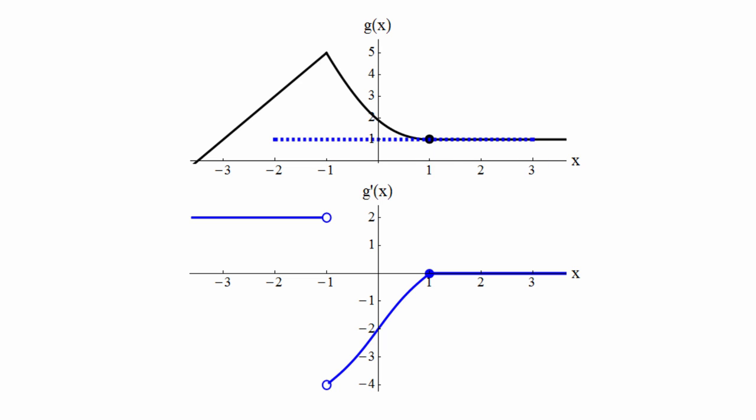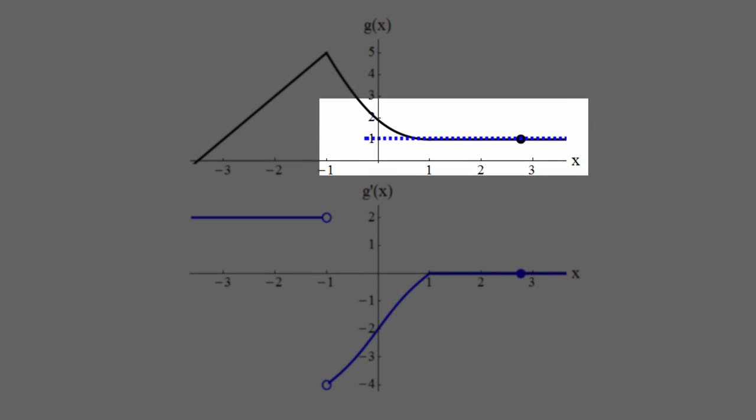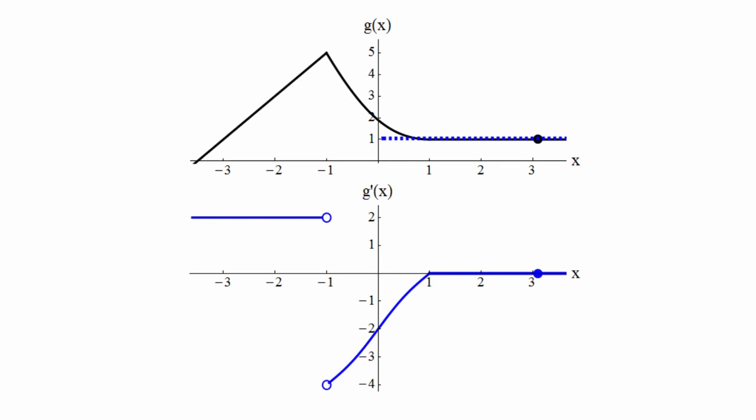What happens when we move beyond 1? Well, at all of these points, 1, 2, 3, we're still going to have horizontal tangent lines. So these are all horizontal. They all have slope 0. And so that's why g prime is just 0, 0, 0, 0, 0 all along here. And that is the story of our derivative.